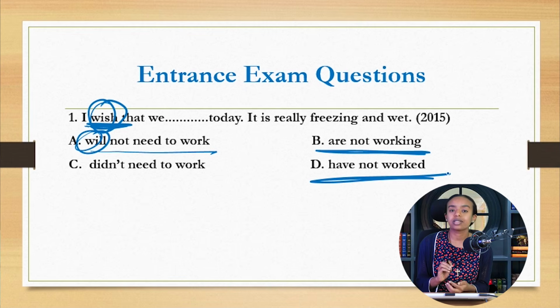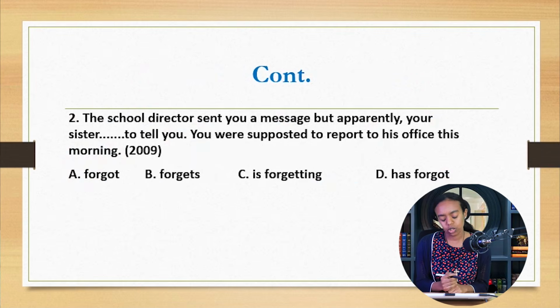The next one is "have not worked." Have not worked is a present perfect sentence. That means it started in the past, but now it is an ongoing action. Wish, as I said, is something that has to do with the past, and we often use it with the past tense. So our answer will be "didn't need to work." Second question: the school director sent you a message but apparently your sister blank to tell you you were supposed to report to his office this morning.